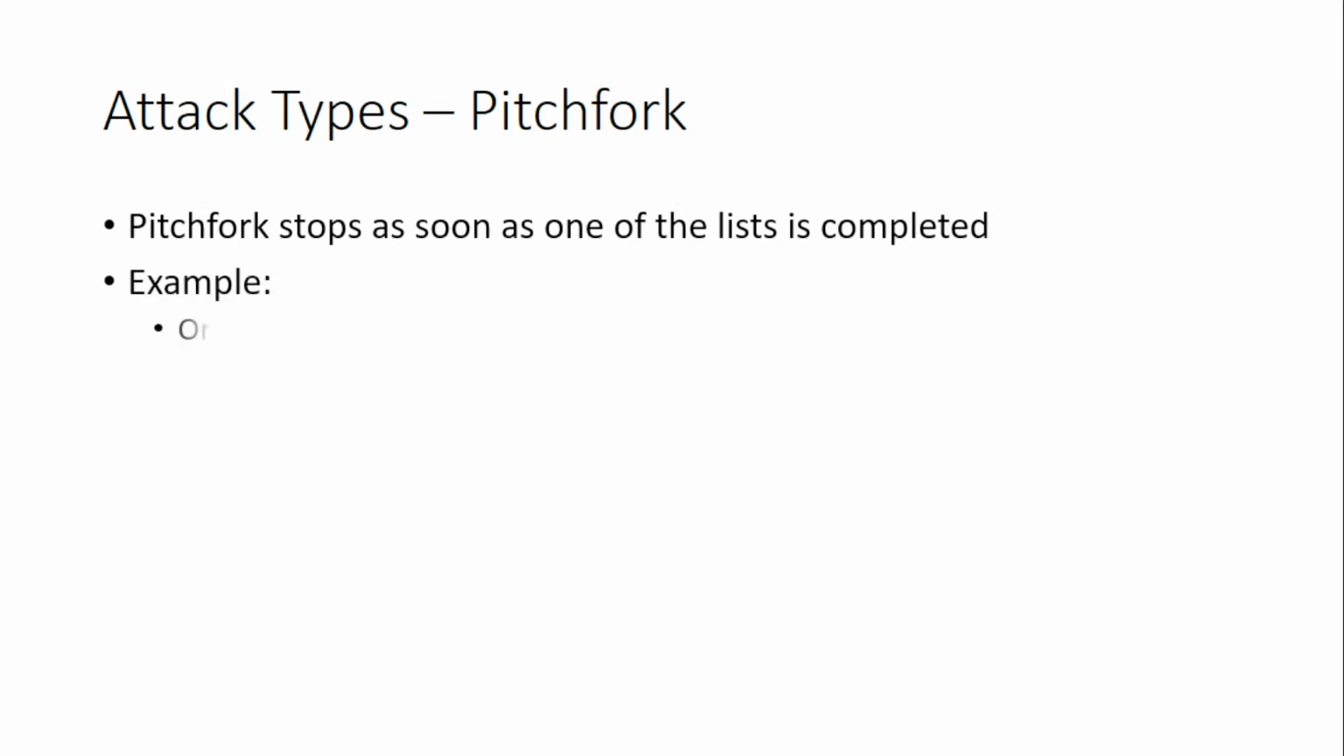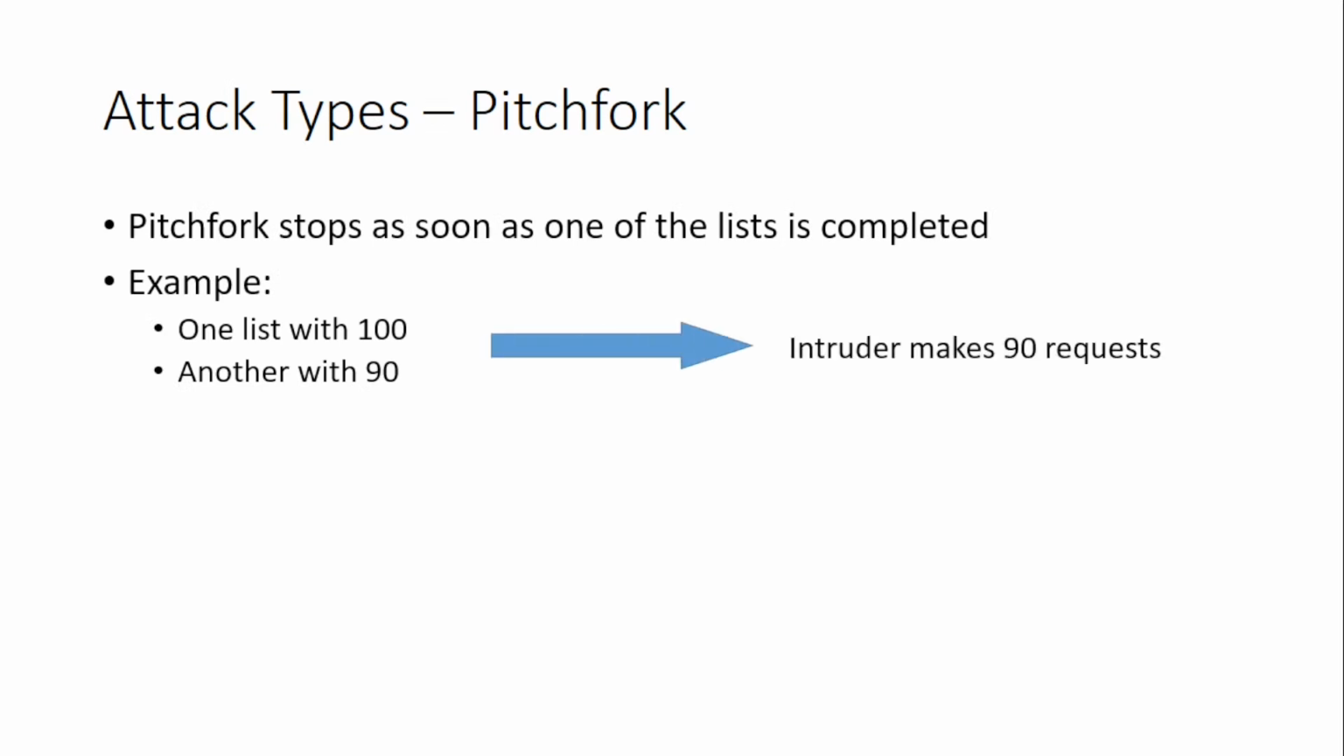For example, if we have one list with 100 words and another one with 90 words, then Intruder will make 90 requests. So this is useful for attacks like credential stuffing. Now on to the last attack type, which is cluster bomb.